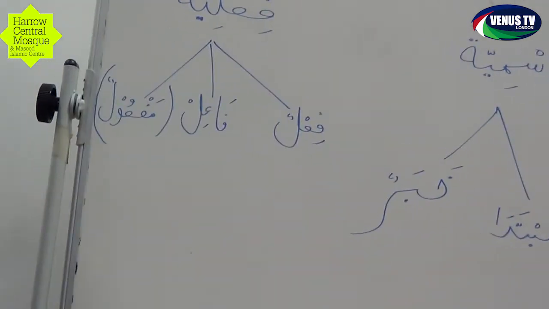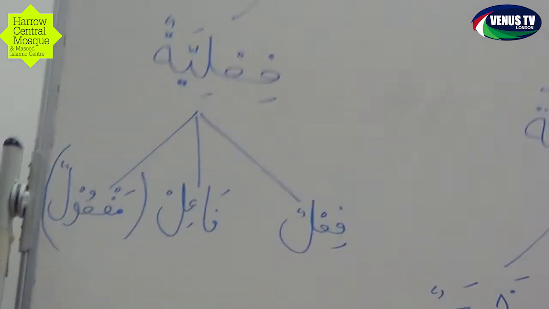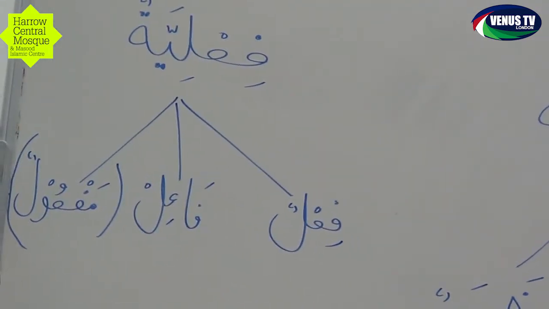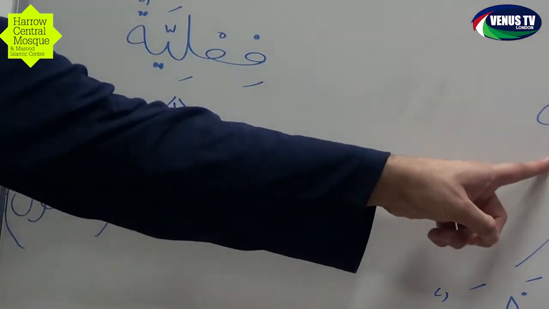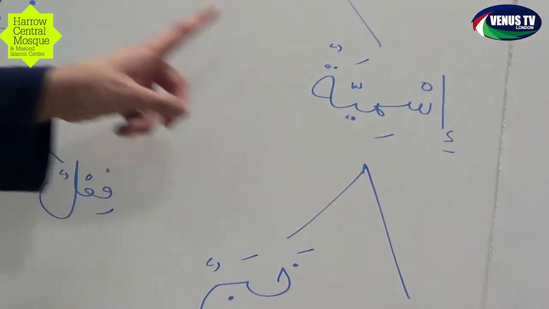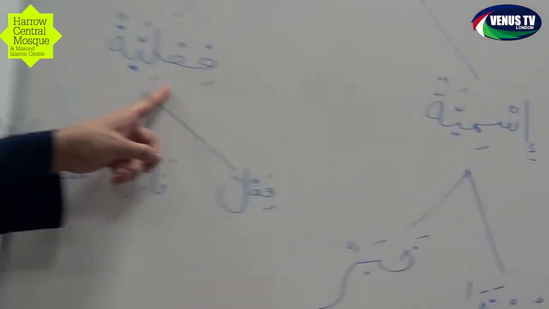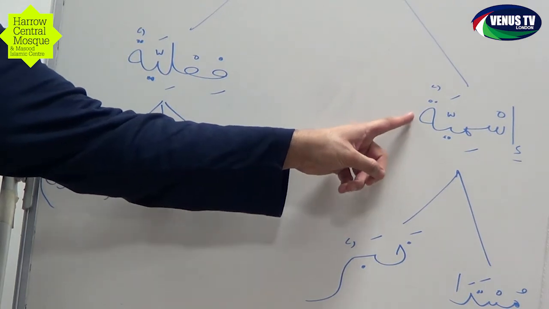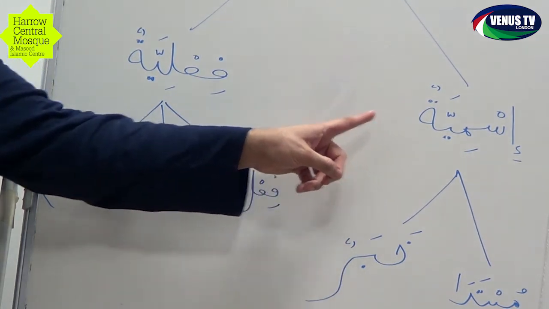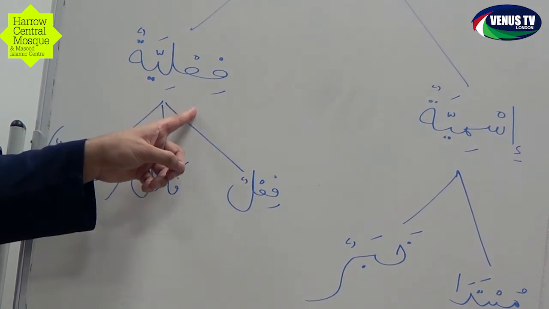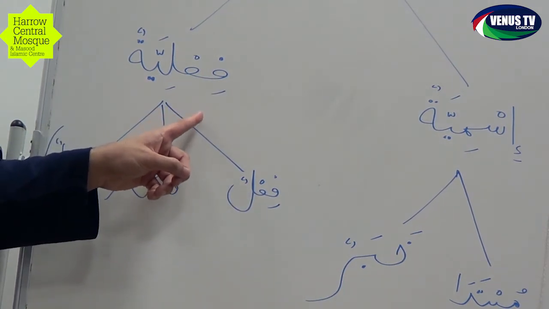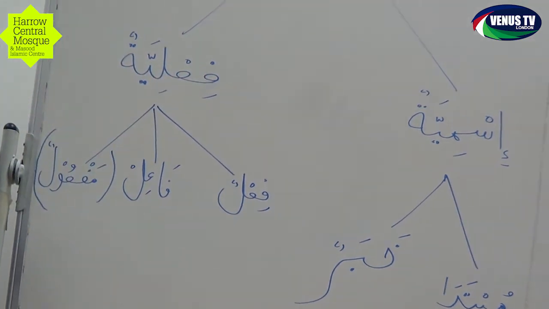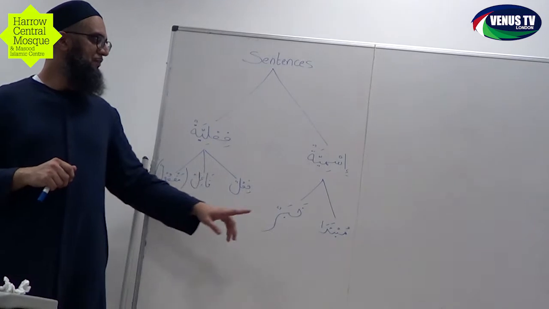Okay, in the Arabic language, there are two types of sentences. You have the jumla ismiya, and you have the fi'liya. Ismiya refers to the nominal. It's a sentence that opens up with a noun. Fi'liya is a sentence that opens up with a verb. Do we get that much? Yes. Let's move to the next level down now.